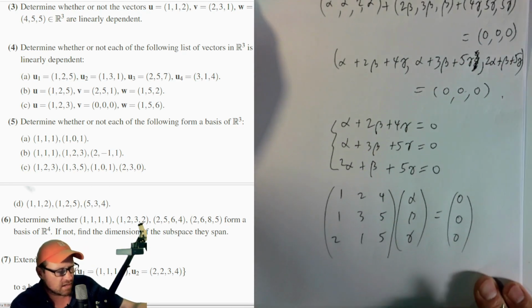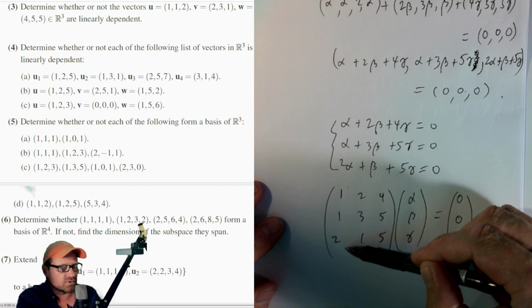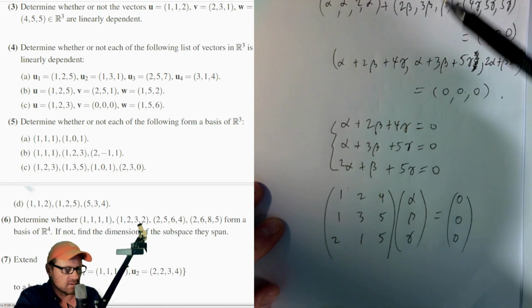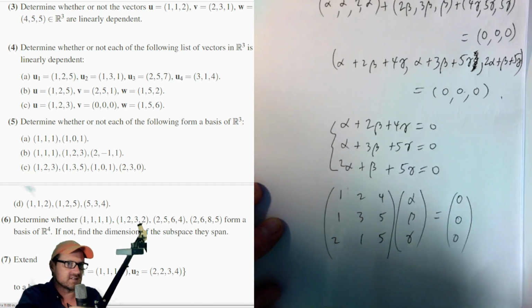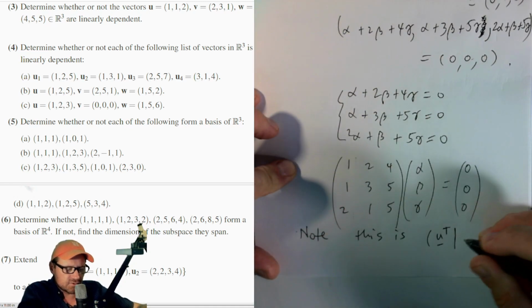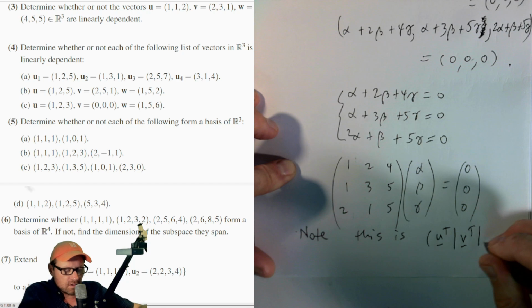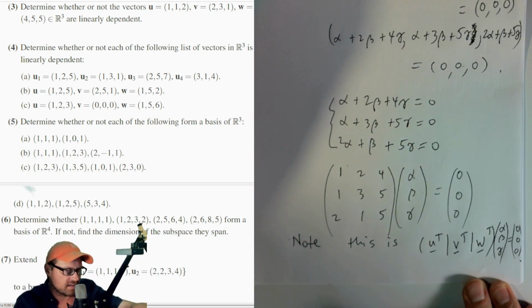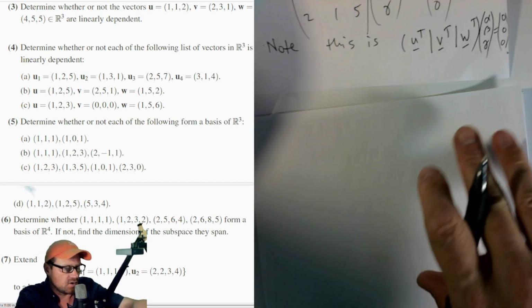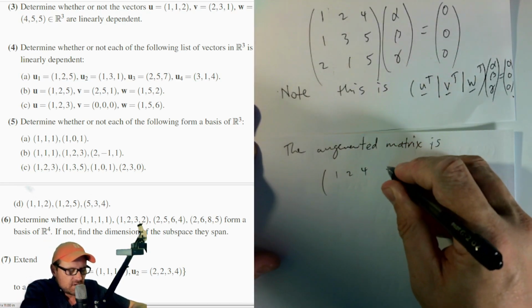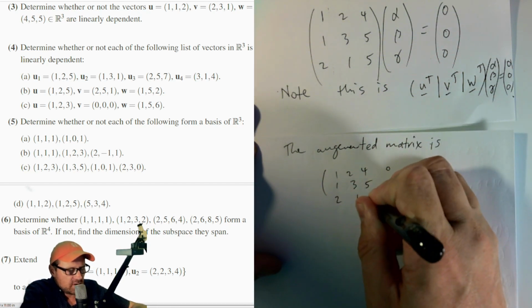Now look carefully here. The first column is u transposed to be vertical. The second column is v transposed to be vertical. And the third column, 4, 5, 5, is w transposed so that we have a column. So let's just say, note, this is u transpose concatenated with v transpose concatenated with w transpose times alpha, beta, gamma equal to 0, 0, 0. Now we can write the augmented matrix for this and solve it using Gaussian elimination. The augmented matrix is 1, 2, 4, 0, 1, 3, 5, 0, 2, 1, 5, 0.